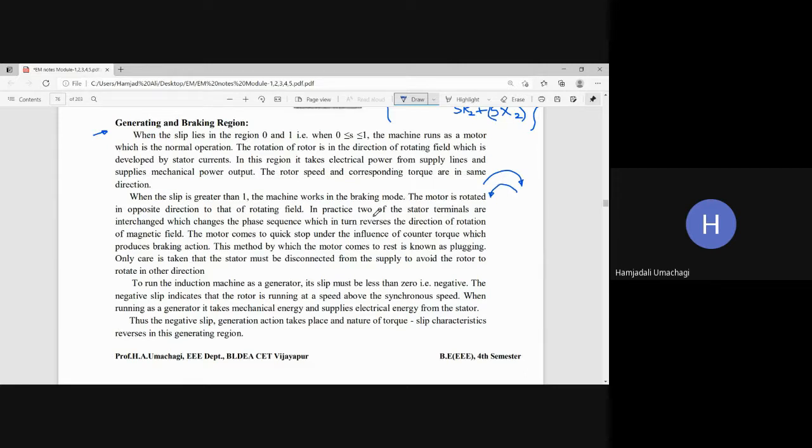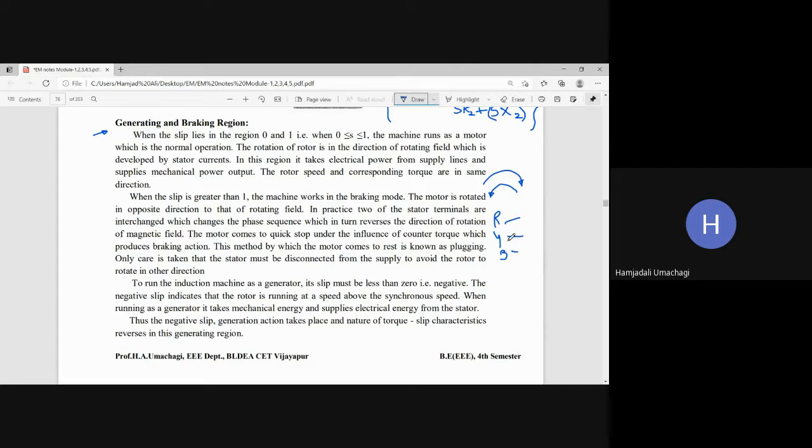In practice, let us see how this braking mode is possible. Two of the stator terminals are interchanged, which changes the phase sequence, which in turn reverses the direction of the rotating magnetic field. This is possible only if we change the input to the stator winding. The input to the stator winding is RYB, because it is three phase. If RYB is the earlier sequence of the stator winding, then you can interchange B to Y and Y to B.